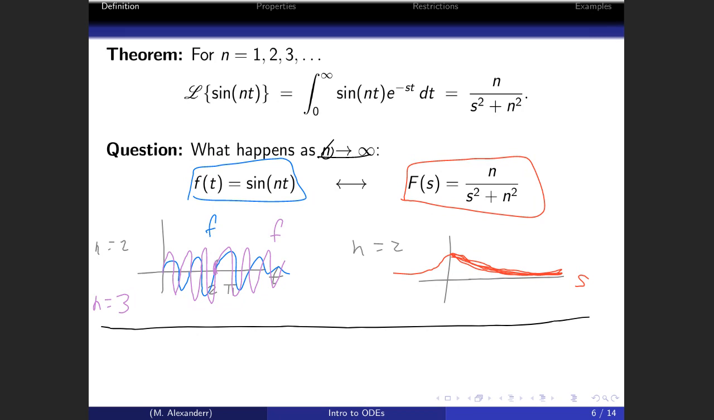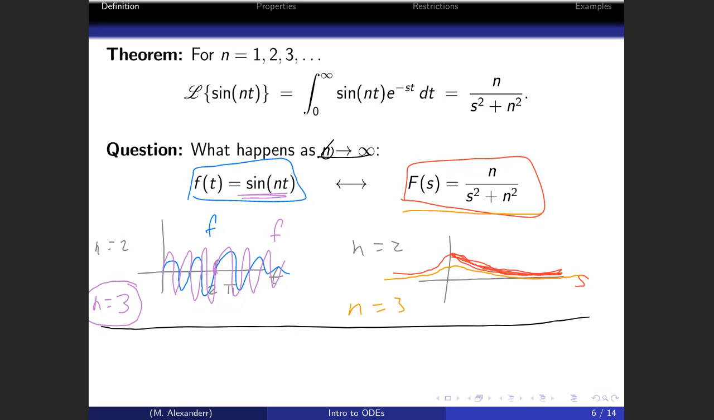The function f in purple is when the n is equal to 3 on your sine function. And so what does that do to the Laplace transform? If you do the calculation, you roughly will get the following. Let me see if I can put this in a different color. You'll get something that looks roughly the same, but it's going to be a little bit more flat. The yellow is the n equal to 3 in the Laplace transform.